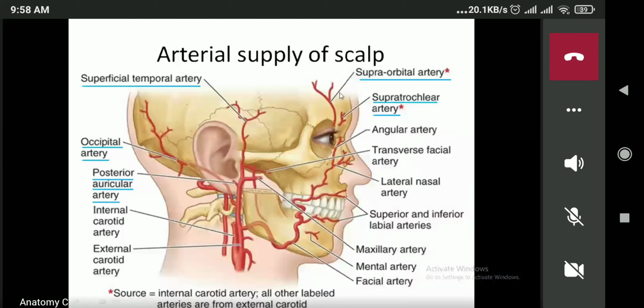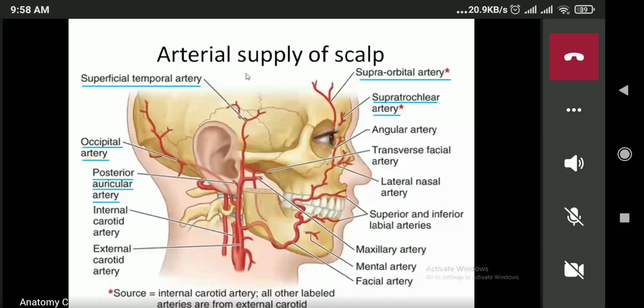So this is about the arterial supply. Once again, to repeat, the arteries of the scalp from anterior to posterior are the supratrochlear artery, supraorbital artery, superficial temporal artery, posterior auricular artery, and occipital artery.